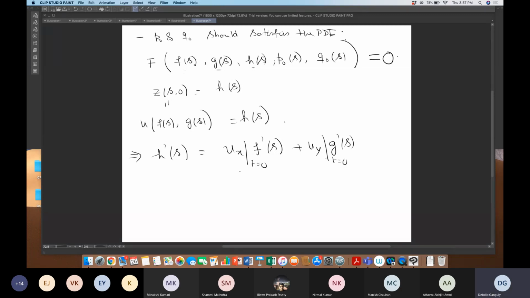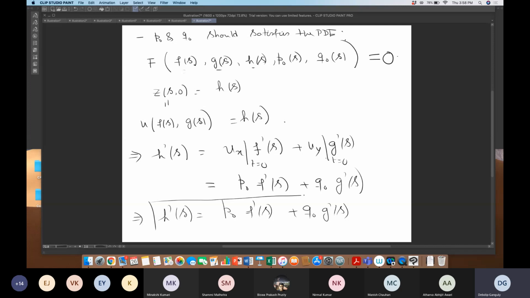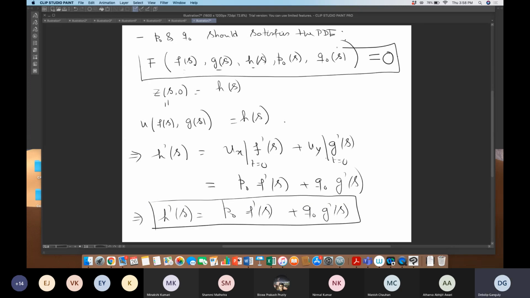So this Ux is your P at time t equal to 0. That means this is P naught into f prime of s plus Q naught into g prime of s. So this is another equation: h prime of s is P naught f prime of s plus Q naught g prime of s, because your f, g, and h are given. So these are two equations and two unknowns, P naught and Q naught. Two independent equations, so P naught and Q naught are easily solvable.